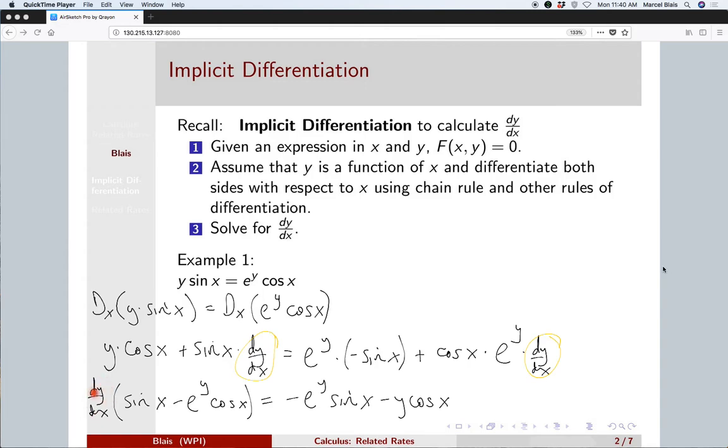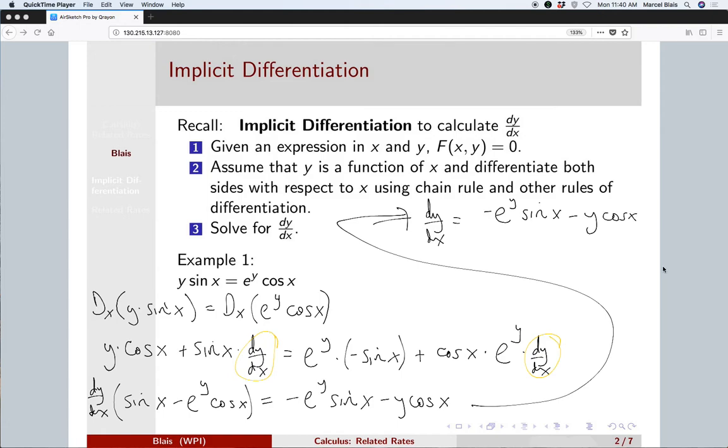And we now can solve for dy/dx. So this together means dy/dx equals that right-hand side, minus e to the y times sine of x minus y times cosine of x. And then we divide by this expression in the parentheses, sine of x minus e to the y times cosine of x. And so this is just an example to remind us of how implicit differentiation works. And again, when we're working with related rates, this is going to be our primary tool.